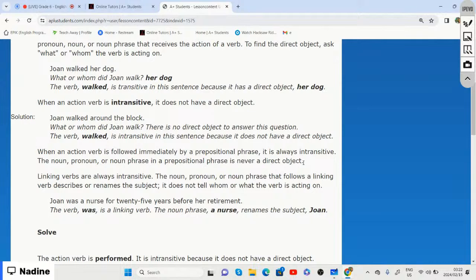And when an action verb is followed immediately by a prepositional phrase, it is always intransitive, right? So if it's followed by a prepositional phrase, then we always say it is intransitive. The noun, pronoun, or noun phrase within a prepositional phrase is never a direct object.